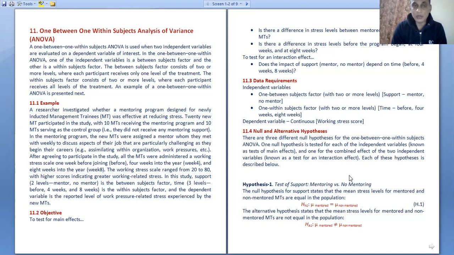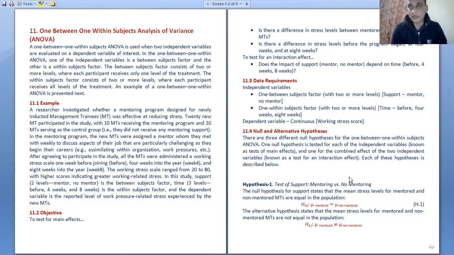So, in the study, we have support, that is two levels, mentor or no mentor, and that is the between subject factor. Then we have time, with three levels: before, 4 weeks and 8 weeks, and that is the within subject factor. And the dependent variable is the reported level of work pressure related stress experienced by the new management trainees.